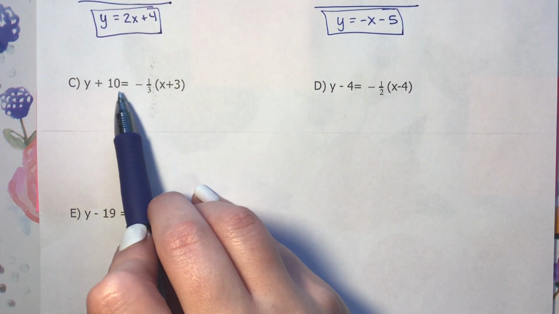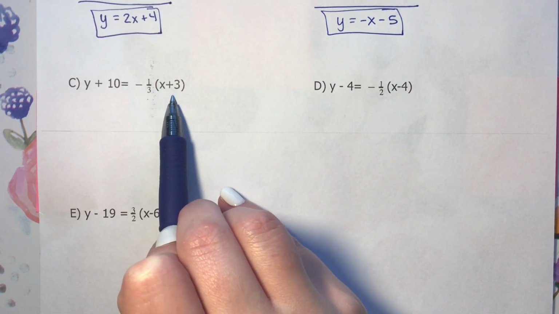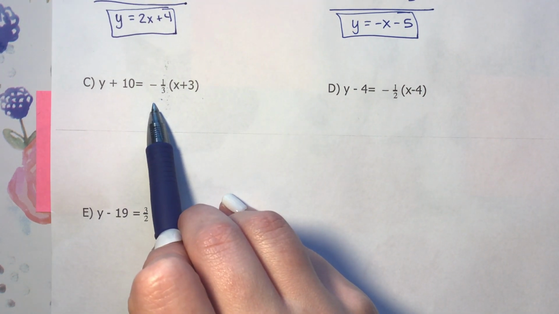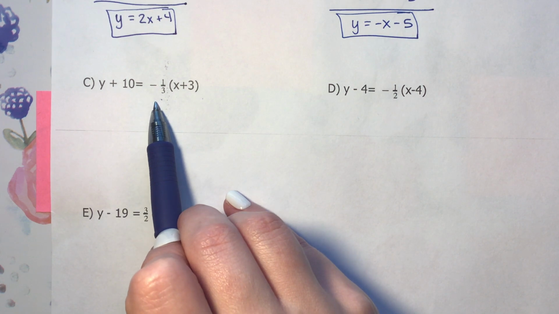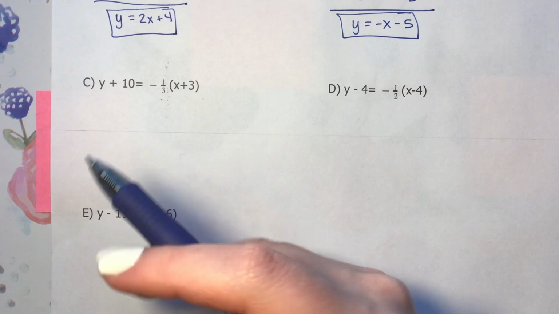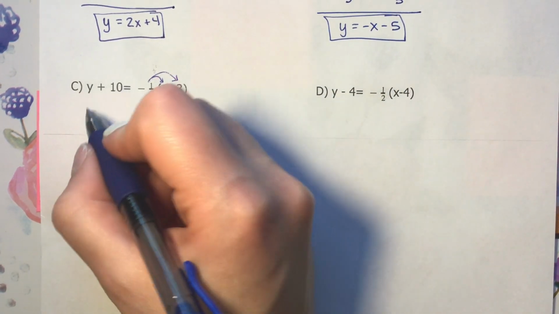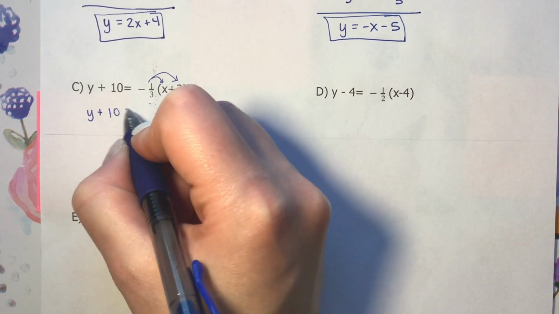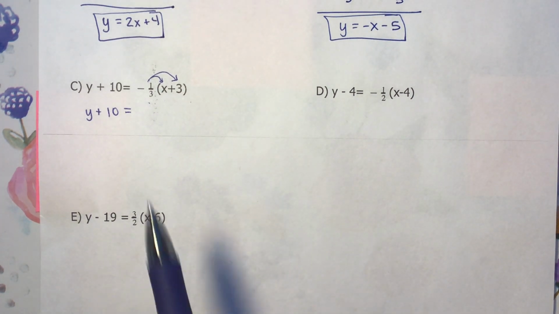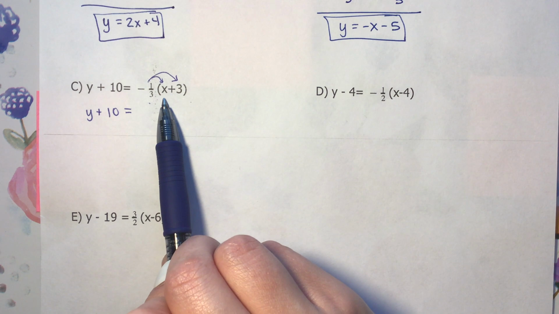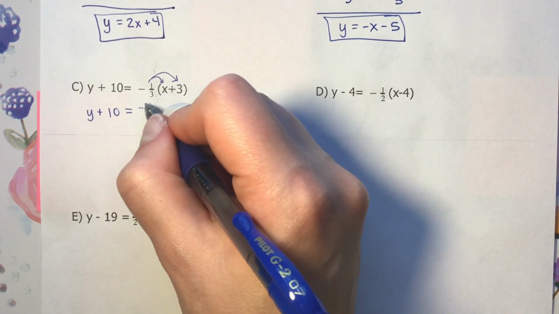Here I have y plus 10 is equal to negative 1/3 x plus 3. Don't let the negative 1/3 throw you off. We've been working with fractions. Don't let them intimidate you. Just take it one step at a time. So I'm going to distribute that negative 1/3. The left stays the same, so I have y plus 10 is equal to negative 1/3 times x is just that, negative 1/3 x.